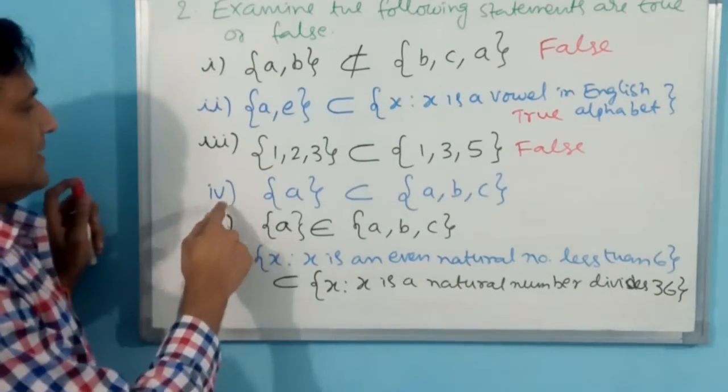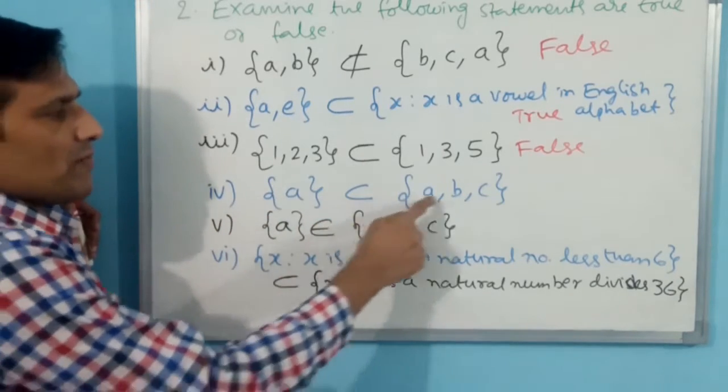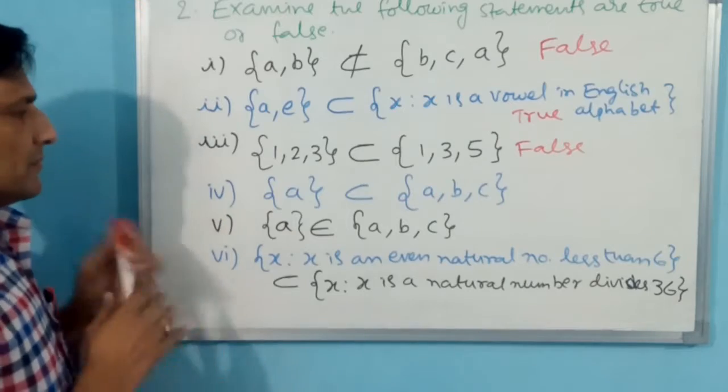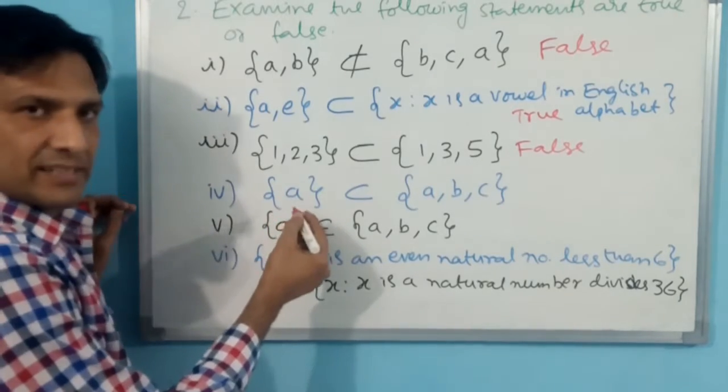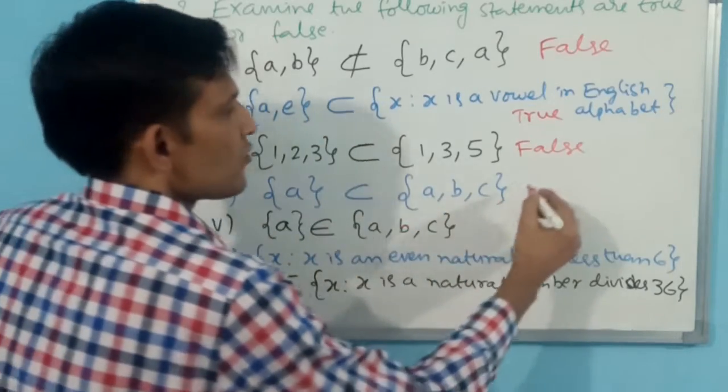Okay, let us see next, fourth part. {A} is a subset of {A, B, C}. Yes, very good. Correct. Why? Because singleton. A is a set here, subset. Yes, true.